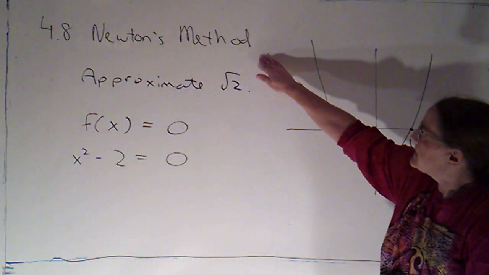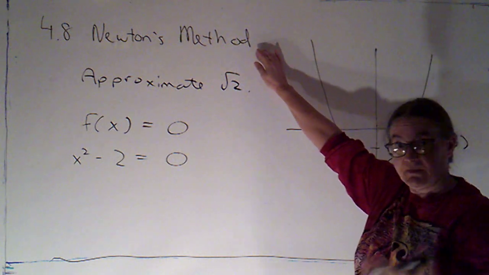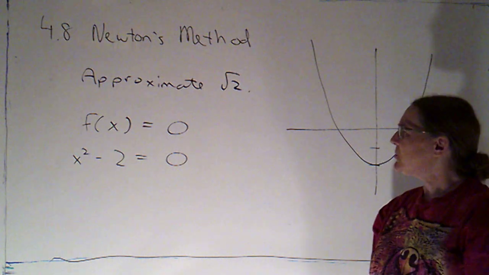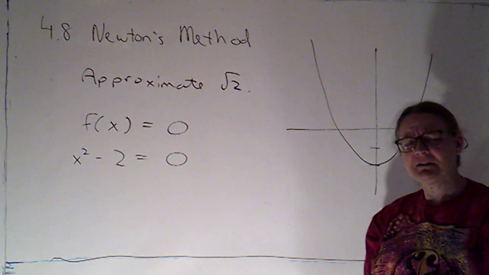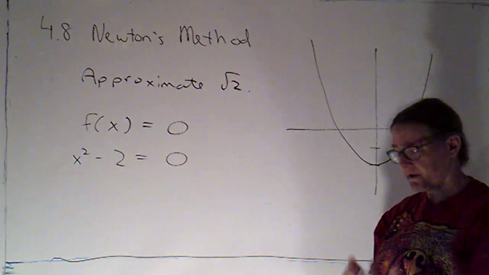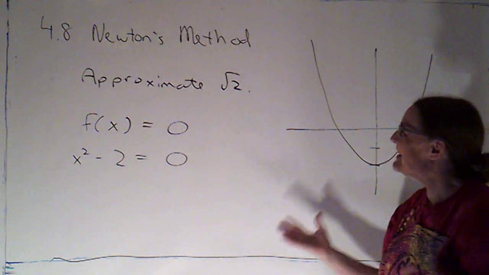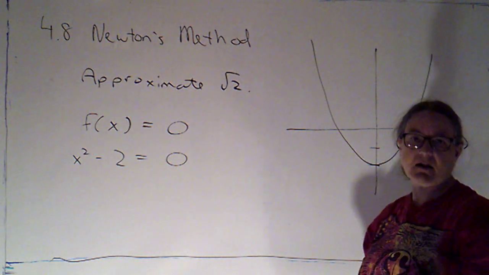Newton's method, I think, is significant because it's of historical interest. How did people do these things before we had calculators and computers? But also, somebody's got to program the calculators and the computers. Calculators are not born knowing what the square root of 2 is. First of all, they're not born. Second of all, they don't know anything. So they've got to be programmed. So there have to be some ways of coming up with these approximations.